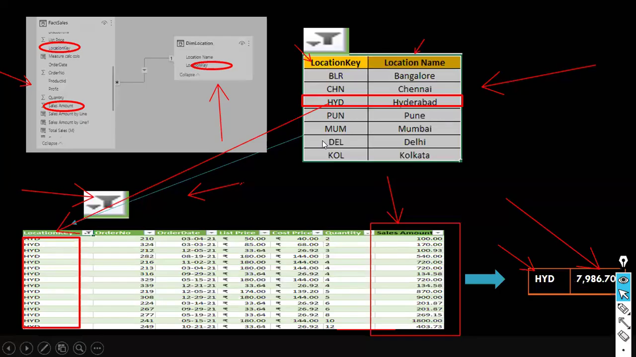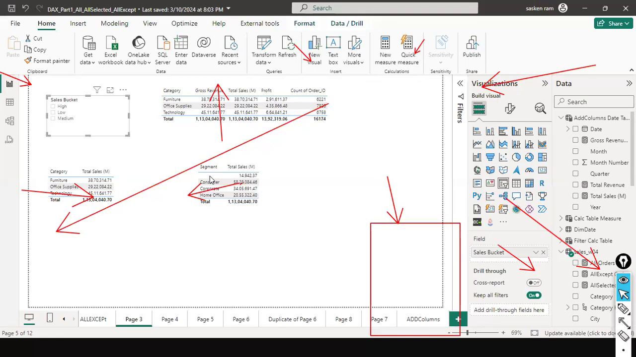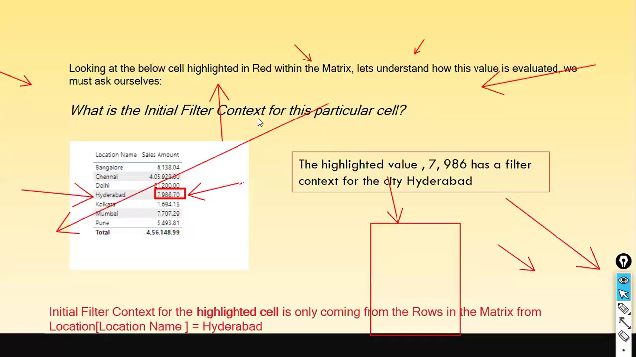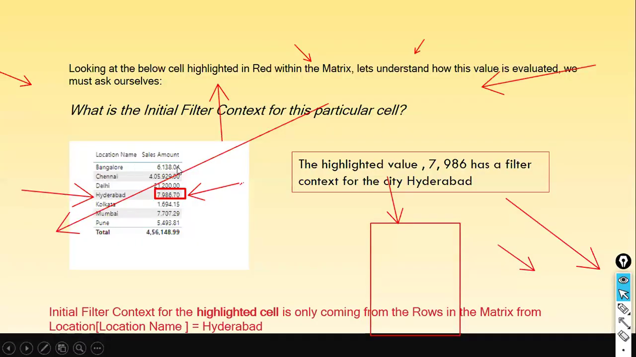So when you drag and drop the values, for example, the sales amount measure next to the location name column, this is what is happening behind the scenes. First, it goes to Bangalore in the location dimension table. And what is the location key? BLR. The BLR will be propagated, which means it will get passed here. All the Bangalore records will get grouped, and then it computes the total on the sales amount column. So that is how you get Bangalore behind the scenes.